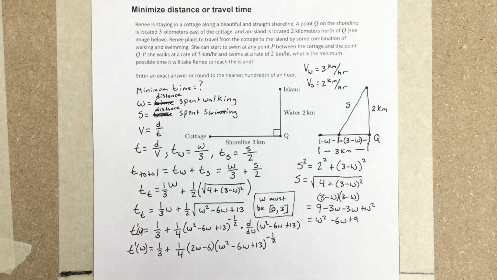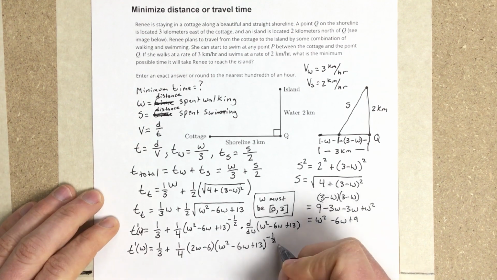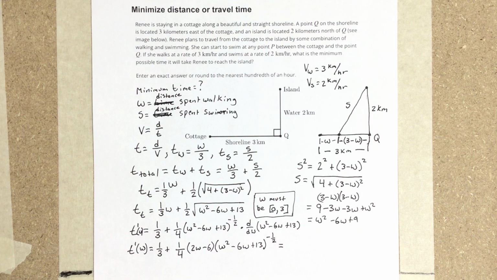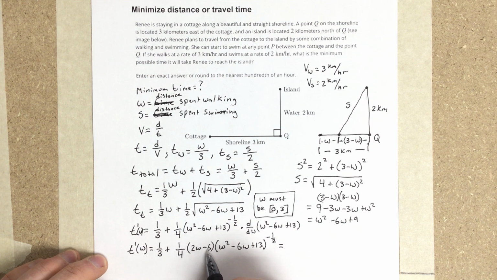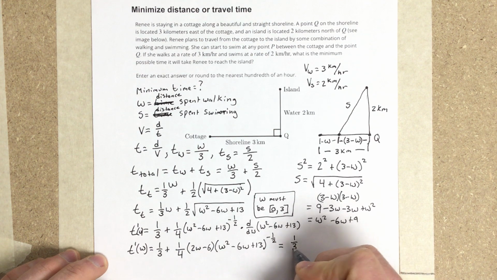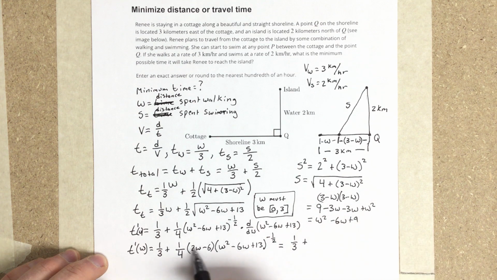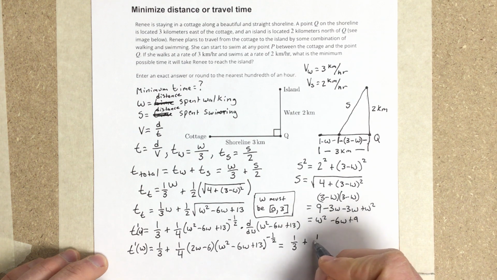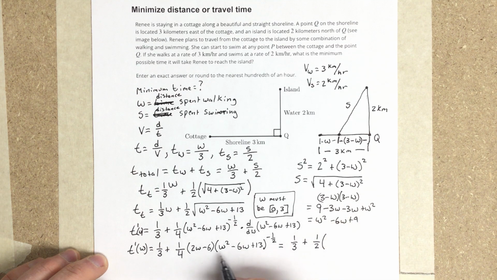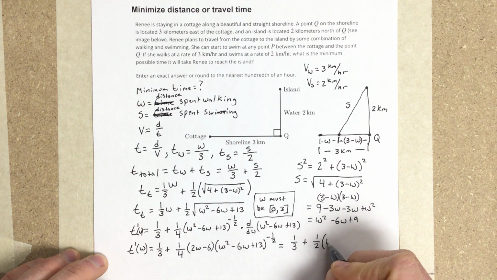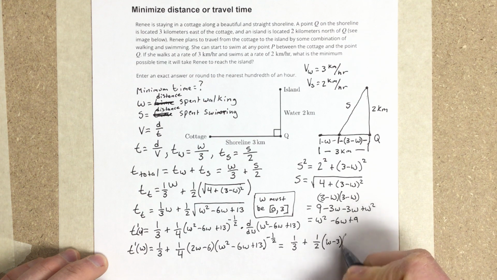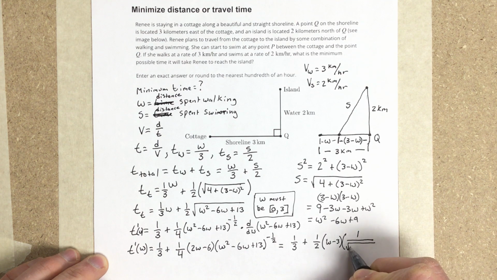So then what we want to do is start simplifying this a little bit. To simplify this, I'm going to write this as equals 1/3 plus, if I factor a 2 out of 2w minus 6, that would make this 2/4, which would be 1/2. So that'll be 1/2 times (w minus 3) times 1 over the root of w squared minus 6w plus 13.